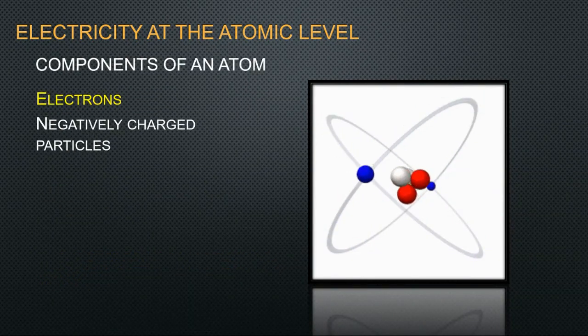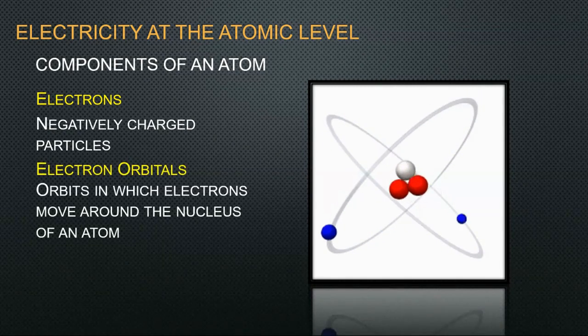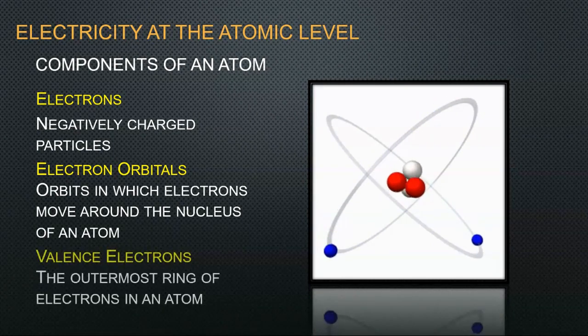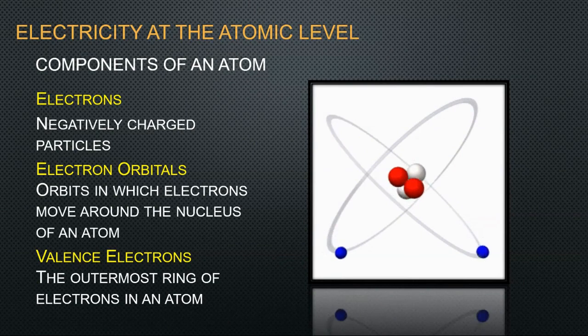Electrons are negatively charged atomic particles. These are the tiny particles that orbit around the outside of an atom along paths called orbitals. Electron orbitals tend to form layers or shells around the nucleus of an atom, and the outermost layer is known as the valence shell, and it contains the valence electrons. These are the electrons that we are interested in as we study electricity.